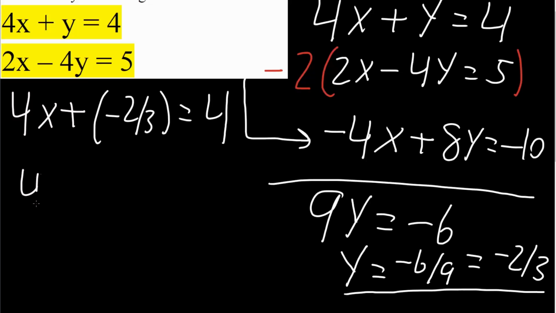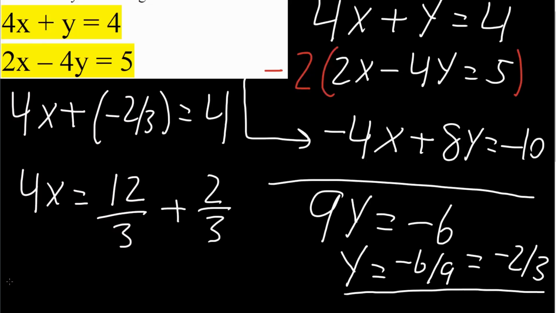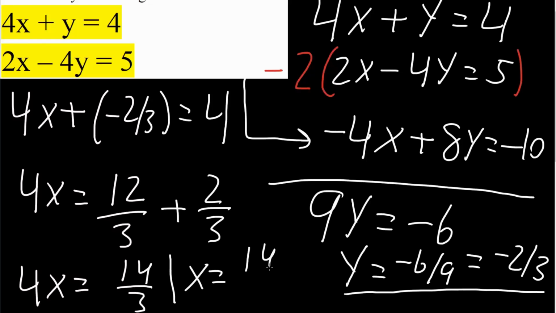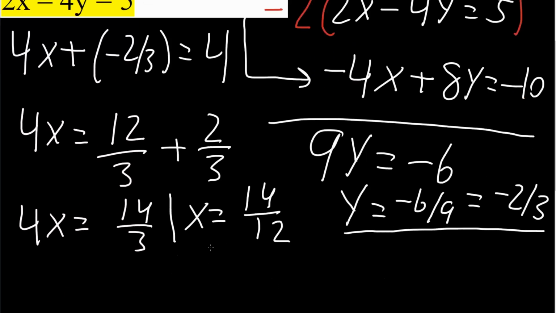So 4x is equal to, so 4 could be written as 12 over 3. 12 over 3 is equivalent to 4. And now I will bring this negative 2/3 over here. So we can say plus 2/3. So 4x is equal to 14 over 3. We divide by 4, and so we would get x is equal to 14 over 12. And so this is equivalent to x is equal to 7 over 6.